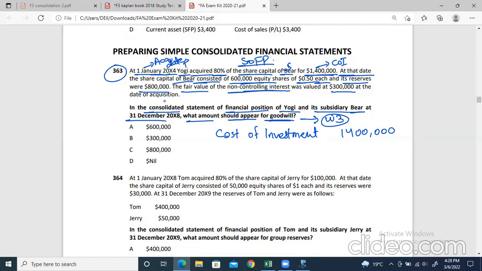So in working three, first was cost of investment. Second one was fair value of NCI. We add this as well. So fair value of NCI is given over here, 300,000. And lastly, we just minus one thing, which was net assets of, in this case, Bear, the subsidiary, at acquisition date. And these we will have to calculate. Let's calculate them over here.